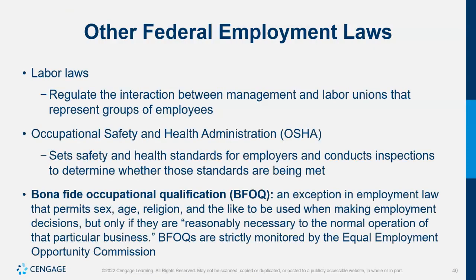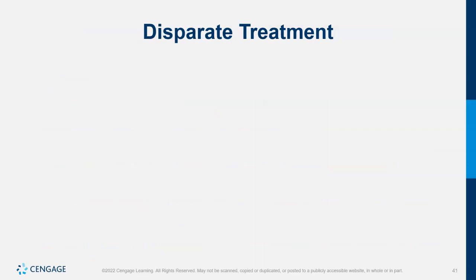All right, some other federal employment laws. There are labor laws which regulate the interaction between management and labor unions. You've probably heard of OSHA, which sets safety and health standards for employers and conducts inspections to determine whether those standards are being met. And then there is the bona fide occupational qualification, which is an exception to employment laws that permits sex, age, religion to be used when making employment decisions, but only if reasonably necessary. And these are strictly monitored as well.